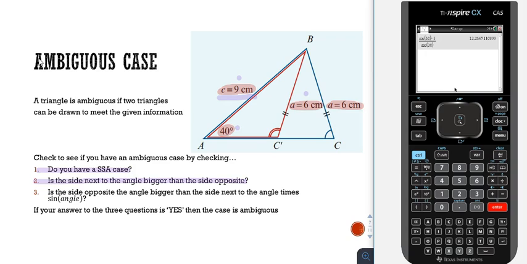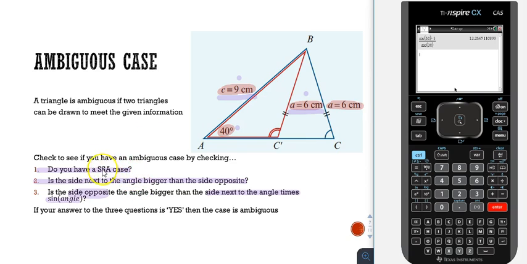The third thing to check is whether or not the side opposite, 6, is bigger than the side next times sine of the angle. So C times sine 40, is that bigger or smaller than 6? If 6 is bigger, so this is smaller, then again, we've got yes. Now, if we answered yes to all 3 questions, then your case is ambiguous. So I've gone yes, yes, yes.